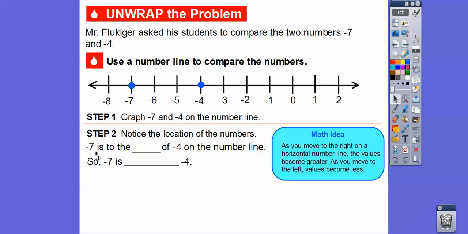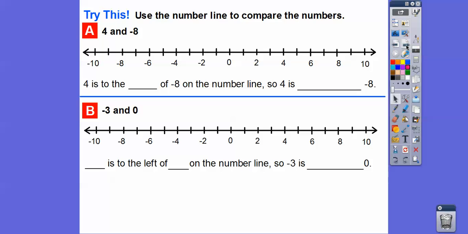Okay, so it says here -7 is to the blank of -4. -7 is on the left-hand side of -4. So if it's to the left, then -7 is going to be less than -4. And that's the trick. We just have to put the numbers on the number line and see which one is to the left of the other.